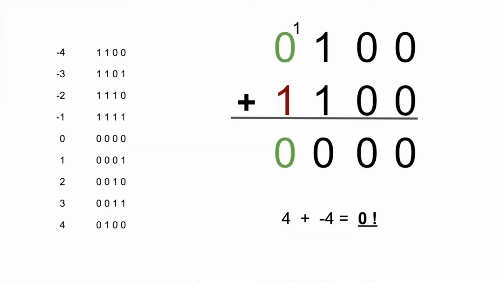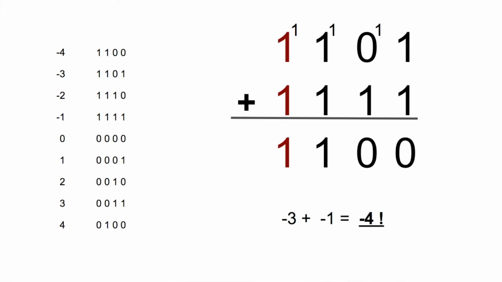So now we've gotten rid of this negative 0 problem, how do our additions look? Here we can do 4 plus negative 4. Going from right to left, 0 plus 0 is 0, and 0 plus 0 is 0. 1 plus 1 is 2, so that's 0, carry the 1. 1 plus 1 is 0, carry the 1, which we ignore, giving us 0. 4 plus negative 2 gives us 2. Negative 3 plus negative 1 gives us negative 4.